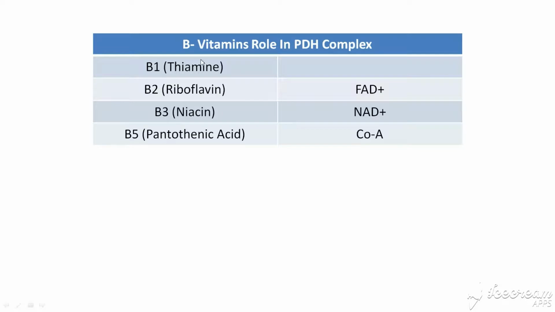So to summarize things, now we're going to talk about the B vitamins' role in the PDH complex. The first 4 B vitamins are used as cofactors for the pyruvate dehydrogenase complex. So vitamin B1, thiamine, is used. Vitamin B2, riboflavin, is going to be used to make FAD+. Vitamin B3, niacin, is used to form NAD+. And vitamin B5 or pantothenic acid is used to form coenzyme A. There is no vitamin B4. So to be able to memorize them, just know that the first 4 B vitamins are used in the pyruvate dehydrogenase complex as cofactors.